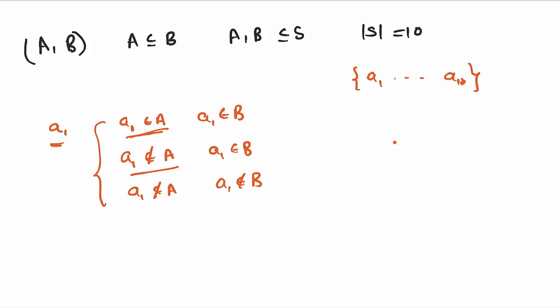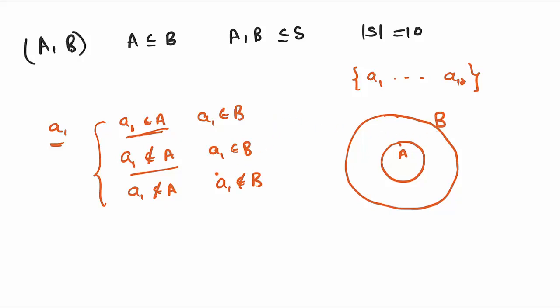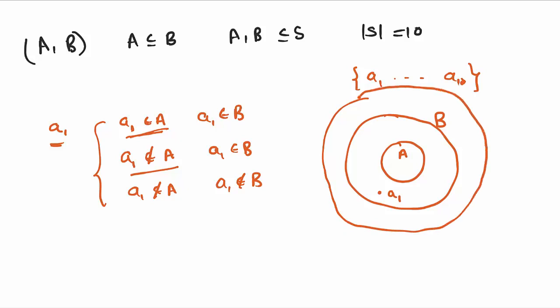So, see, this is A and this is B, right? If A1 does not belong to A, then it may belong to B or it may not belong to B, because it may belong to S only. So this complete thing is S. So if A1 does not belong to A, then it may be in B or it may be here, that is outside B. But obviously it has to be in S, right?